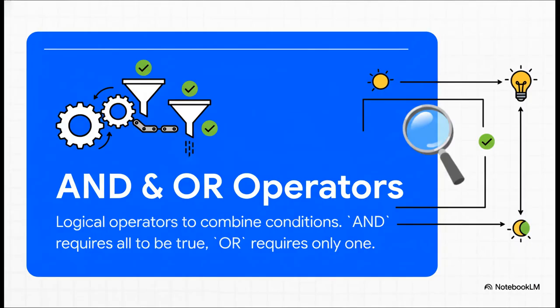But what if you need to filter by more than one rule at a time? I mean, what if it gets complicated? That's where the logical operators and or come in to save the day. They let you stack up multiple conditions. Just remember, and is strict. All of the conditions have to be true. Or is much more chill. Just one of the conditions needs to be true.